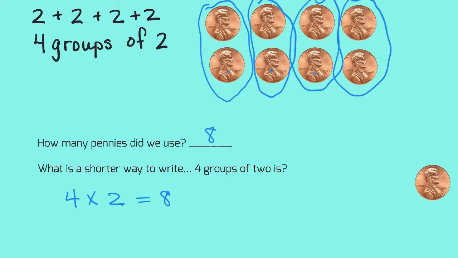Okay, so we can write it like this. 4 x 2 equals 8. Writing the x is a short way of writing groups of. Mathematicians call the x the multiplication symbol. Some people call this the times symbol. They say 4 times 2 equals 8.